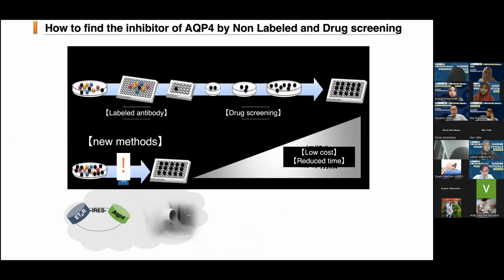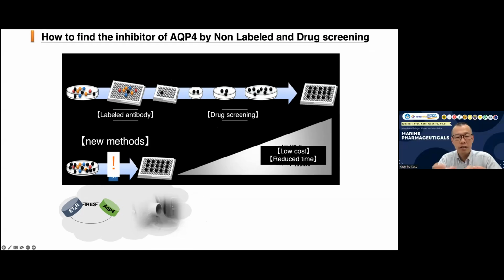With the ordinary method, we must screen cells using a labeled antibody, then check, and also culture with drug and do drug screening, and then get the cells. But with this method, only by quick freezing, we can select the cells. So it is very low cost and reduces the time for screening cells.